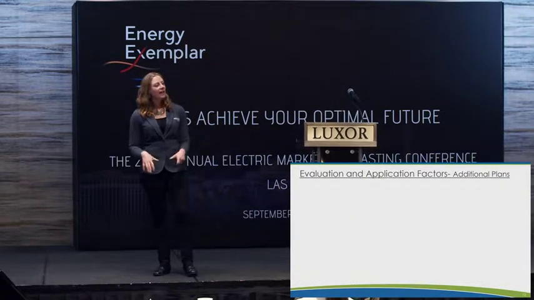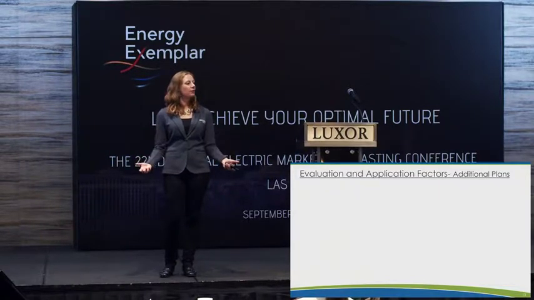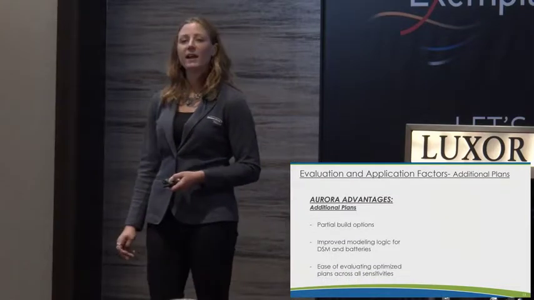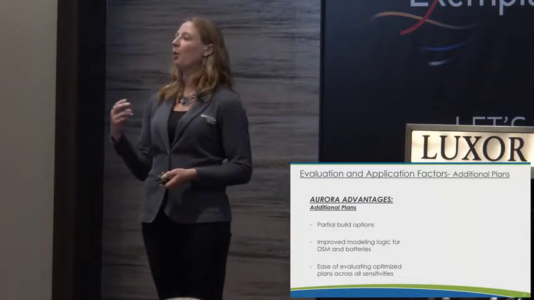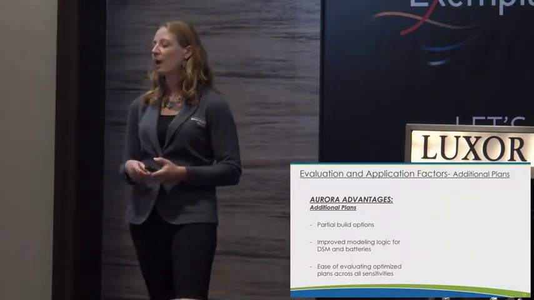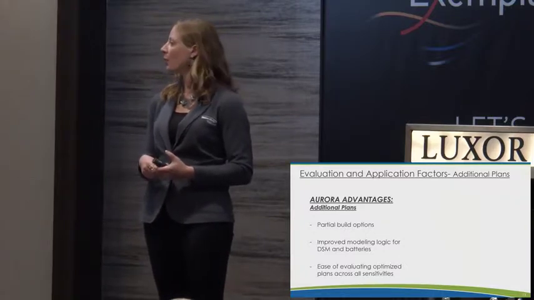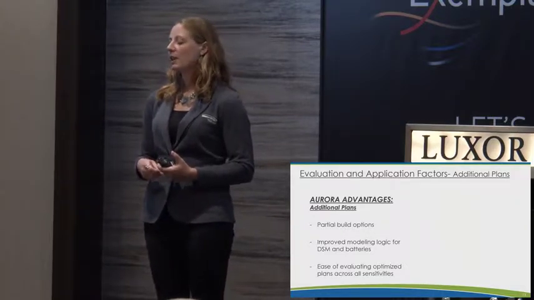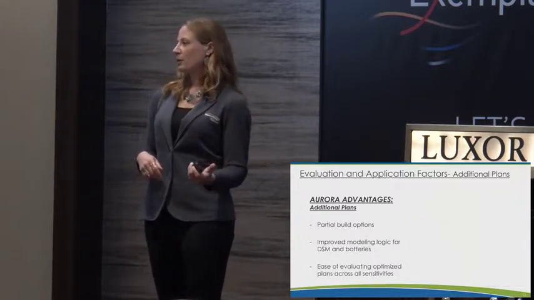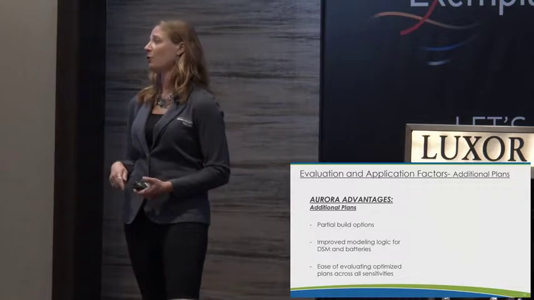So really, at the end of the day, the important thing is that the additional plans option can provide great data for IRP modeling regardless of what you're using. But with Aurora, there are advantages in terms of the fact that partial build can make that more efficient, more quick, and more accurate. There is improved modeling logic for DSM and batteries in Aurora. I think we've learned that quite a bit. Energy Exemplar has done a ton of work here. We're excited to use that. And there also is an ease of evaluating our optimized plans across all sensitivities. So you may have noticed in one of our first slides, we have 84 new requirements that we are going to be required to look at as part of our 2021 IRP.